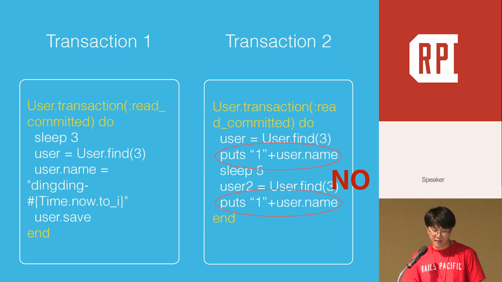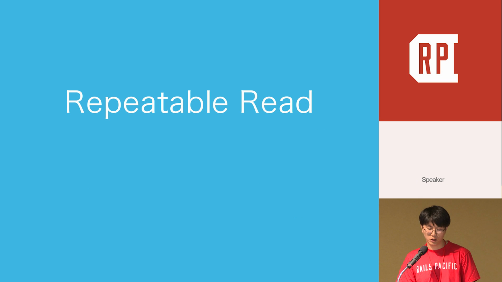So here is another isolation level, which is the default in MySQL. Repeatable read means all statements of the current transaction can only see the rows committed before the first query or data modification statement was executed in this transaction. So when the first query is executed, it will save a snapshot in the database memory, and the following queries will just use the snapshot.